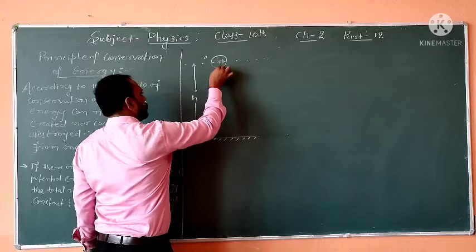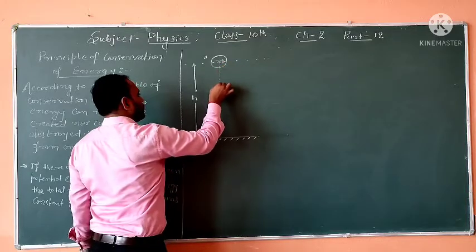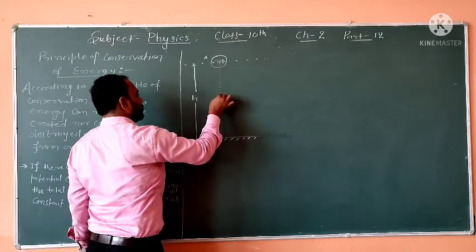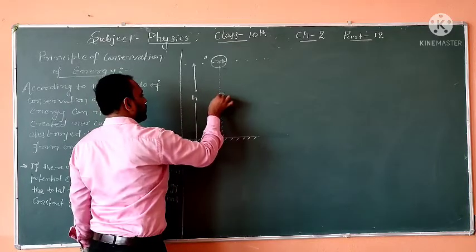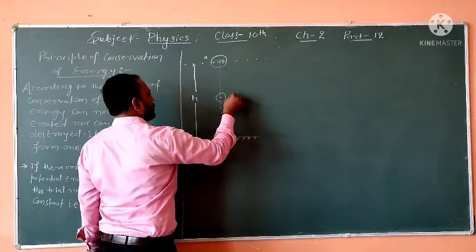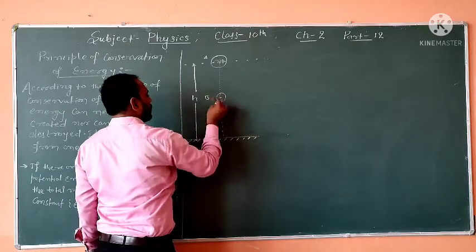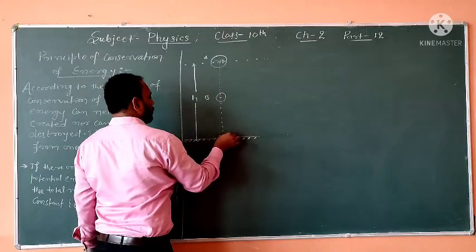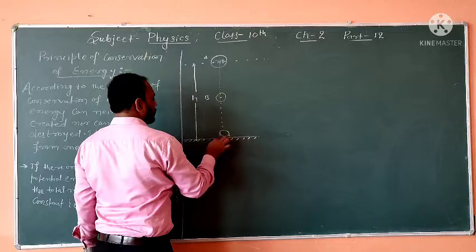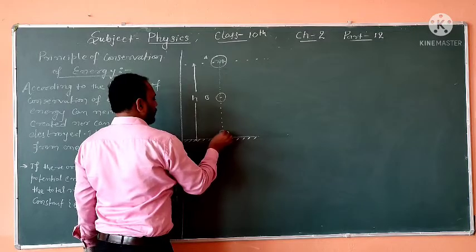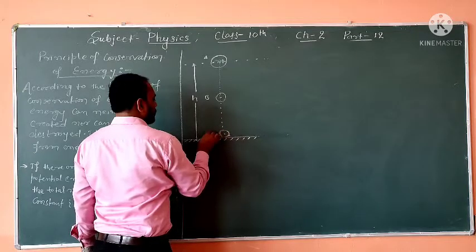It will start moving downward and reach somewhere in the middle. Let's say that point is B. Again, before striking the surface, it will be somewhere here, anywhere before striking the surface. Let's say that point is C.